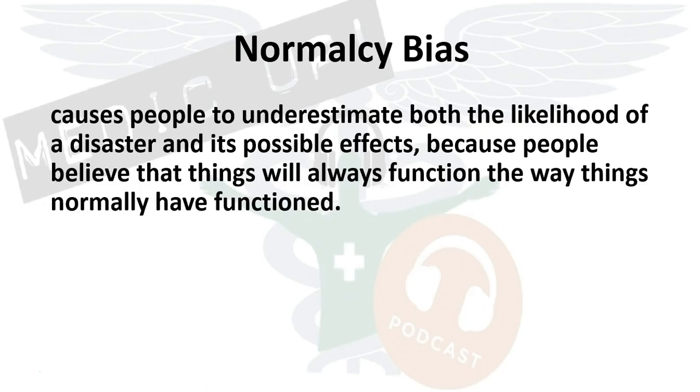So, normalcy bias. We're humans, and humans are creatures of habit, hands down. We love normal. And liking normal leads to some biases, specifically normalcy bias. What that does is really cause people to underestimate both the likelihood of a disaster and its possible effects, because people believe that things will always function the way they've normally been functioning. So what does that mean? That means people want things to be normal. People want that status quo, which also sometimes causes them to turn a blind eye to potential danger, and they're not prepared for it.